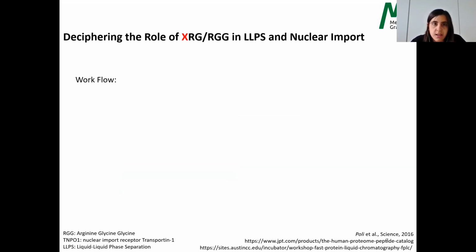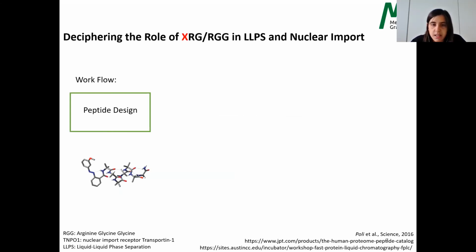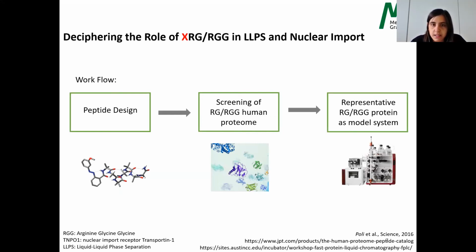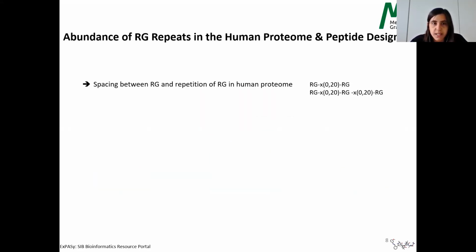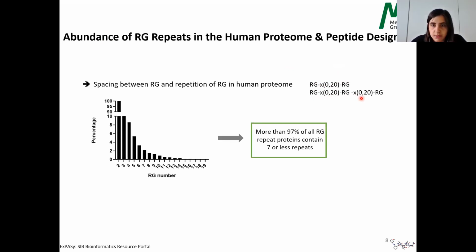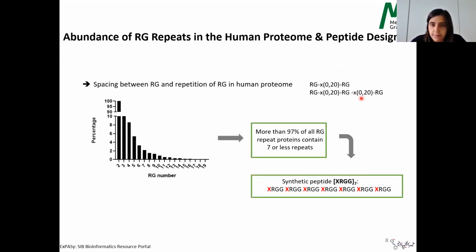To check our hypothesis, first I worked with designed peptides. Then I used the data coming from the first part and screened the RGG human proteome. Then in the last part, I chose one representative RGG protein as a model system. For the peptide design part, I checked the human proteome for RG repeats with a spacing from 0 to 20 and RG repeats up to 19. We saw that more than 97% of all RG repeat proteins contain 7 or fewer repeats. Depending on this information, we decided to work with 7 repeats of RGG and all possible residues in the X position.